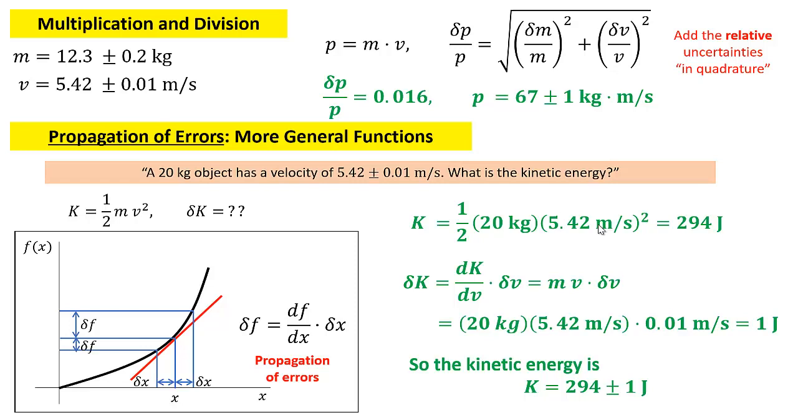Well, dK/dv is mv, so it was 1/2 m and then 2 times v, because the 2 came down because I took the derivative. The 2's cancel, I just get mv times the uncertainty, delta v. So I can calculate that uncertainty by plugging in the measured values for m and v, and then the uncertainty for delta v, and I get an uncertainty in the kinetic energy of 1 joule. So the kinetic energy in this case would be 294 plus or minus 1 joule.